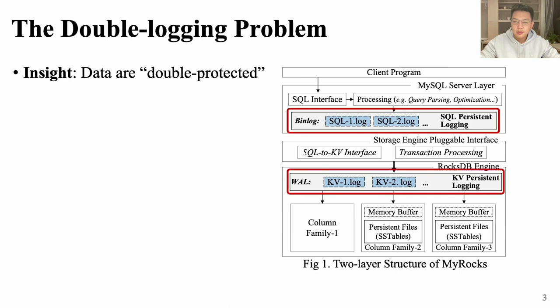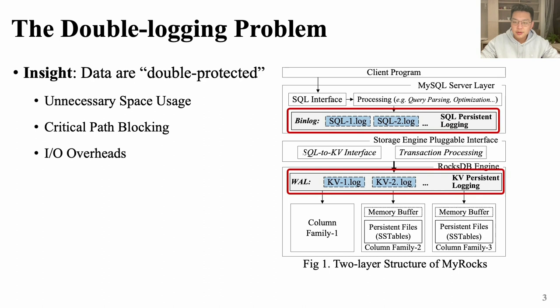Such redundancy apparently leads to unnecessary space usage, and even worse, these log-related I/O operations are synchronous and reside in the system critical path, resulting in significant I/O overhead and severely affecting system performance. We call the above-said issue the double logging problem, which is a system situation where data is overprotected by preserving database changes multiple times more than necessary.